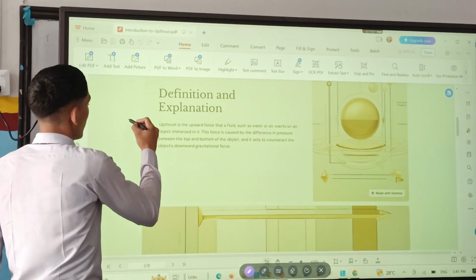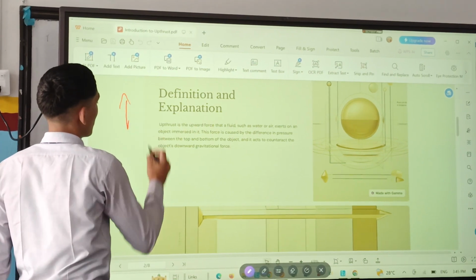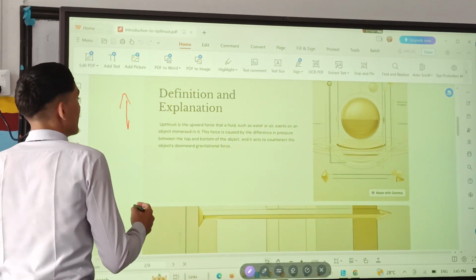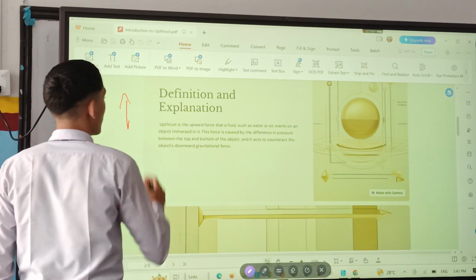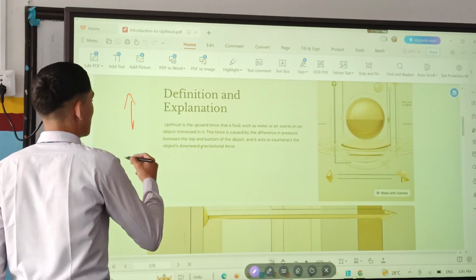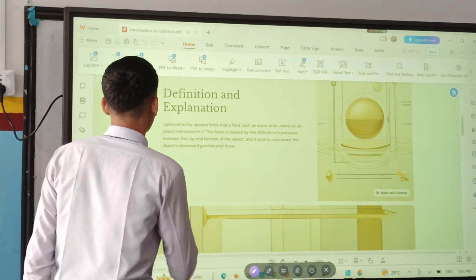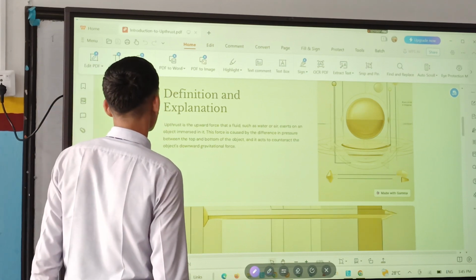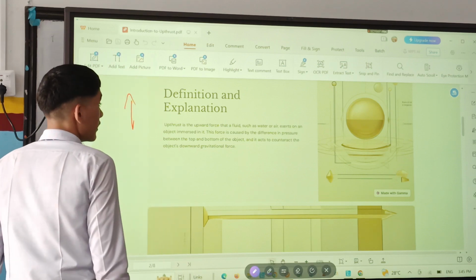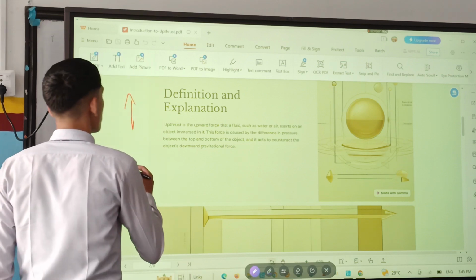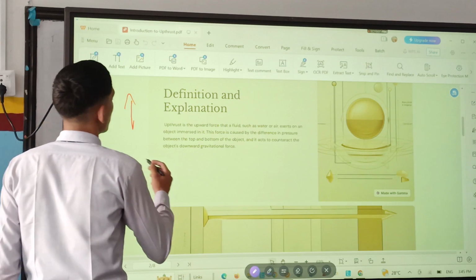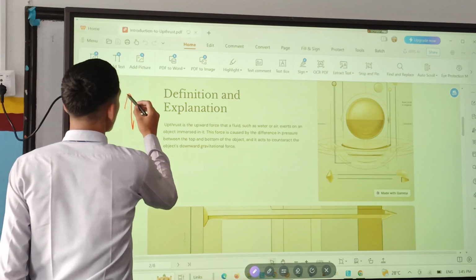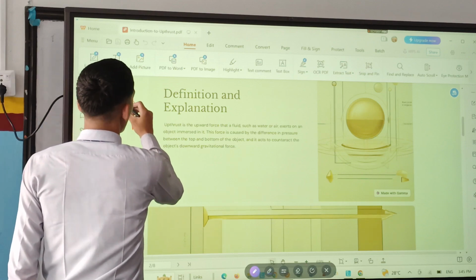You know that upthrust is the upward force that a fluid exerts on an object immersed in it. This force is caused by the difference in pressure between the top and bottom.